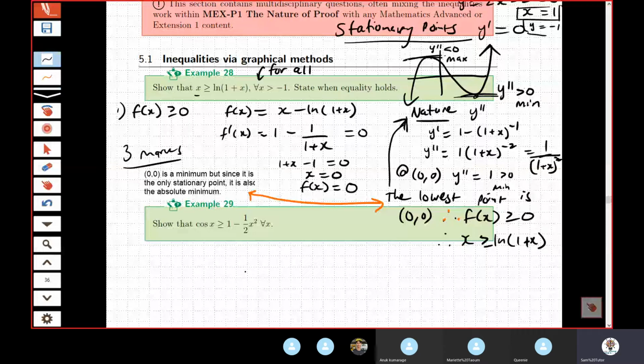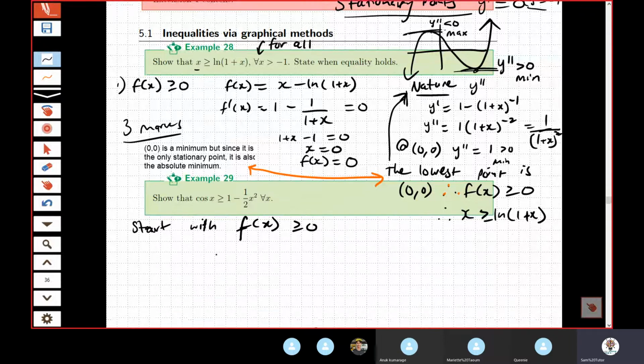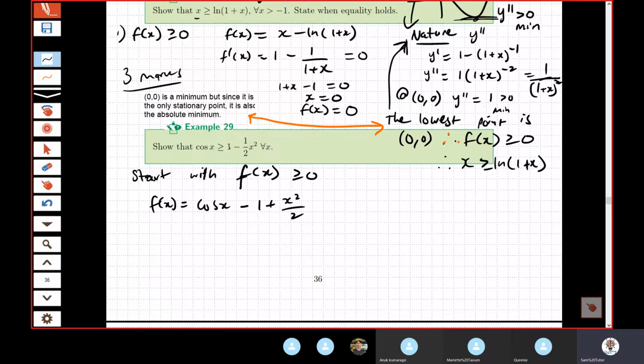It's time to do another one. Let's try this one. Again, show that cos x is greater than or equal to 1 minus half x squared for all x. Before I continue with this, does anyone have any questions? All right, start with f of x greater than or equal to 0. That's pretty much our aim. So f of x equals cos x minus 1 plus x squared on 2. Make sure you're okay with that. I'll just keep going until you say I don't get it.